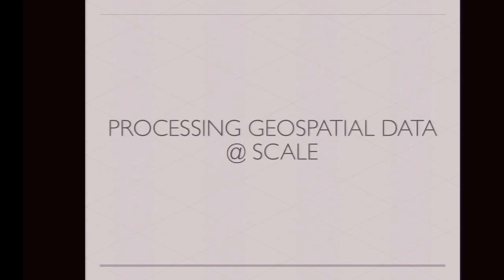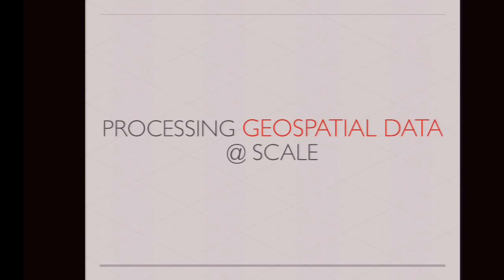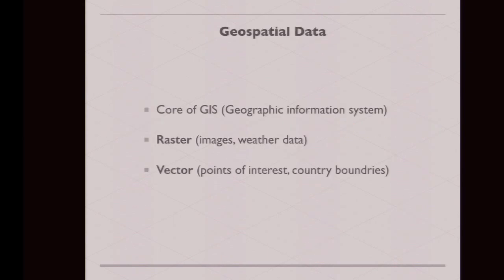So the title of the talk, Processing Geospatial Data at Scale. And I'm going to kind of go through this slowly and parse out those phrases, right? And we're going to start with geospatial data. So what is geospatial data? Geospatial data is at the core of GIS, and GIS is a term that's been thrown around a bit. If you don't know, it's a geographic information system. Geospatial systems is sort of all the same domain, just a general label.